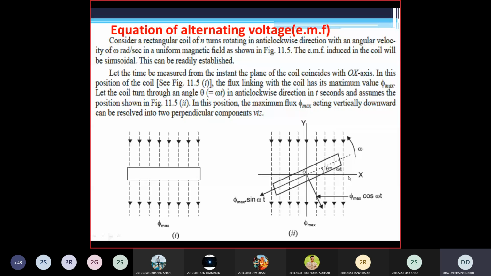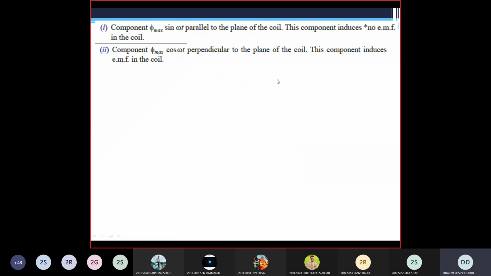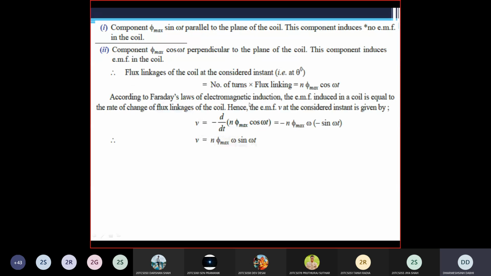Clear? So with this angle theta, if I want to write down the equation of induced EMF, how can I write this? First of all, as I already told you, one component is phi max sin omega t, which is parallel to the plane of the coil. You can see in this figure, this phi max sin omega t is parallel with the plane of the coil, whereas phi max cos omega t is perpendicular to the plane of the coil. Is it perpendicular to the plane of the coil?